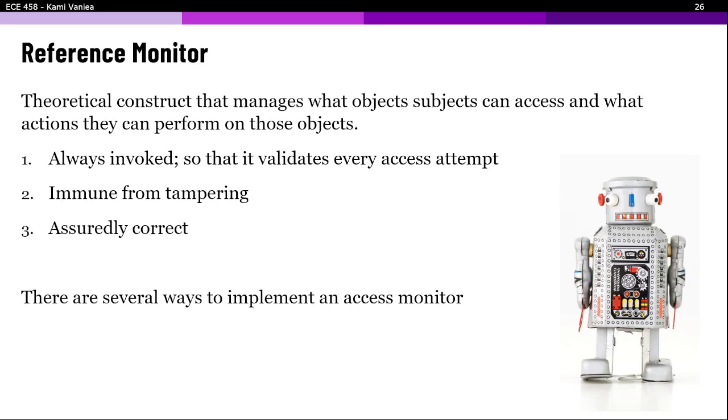Another way of summarizing this slide is there had better be a thing in your system that every single time someone tries to access a file, it must go through the thing, and the thing is accurate in saying whether or not they can access the file. And if you don't have this, you don't have access control. And we call this a reference monitor.